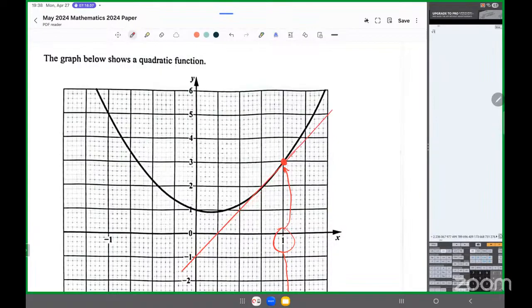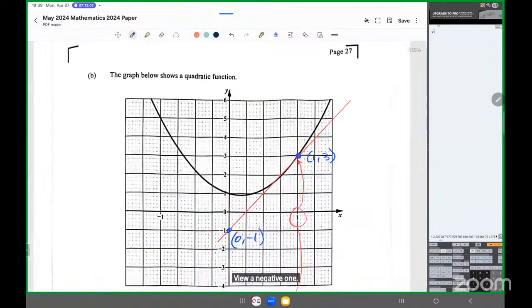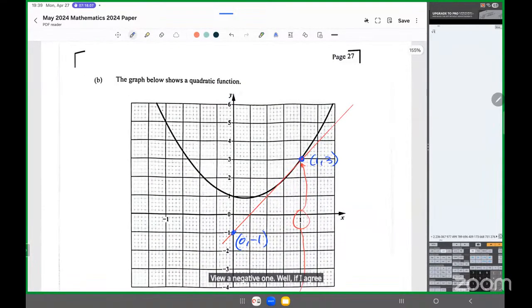All right, I repeat that. Let's say that is the tangent, right? And the tangent passes through this point, and that point is clearly (1, 3). And let's say the tangent passes through this point, which is (0, -1). We want to find the gradient of the tangent now. This is the tangent.